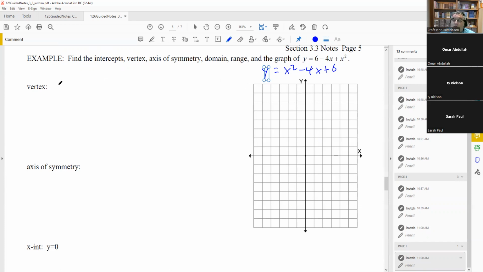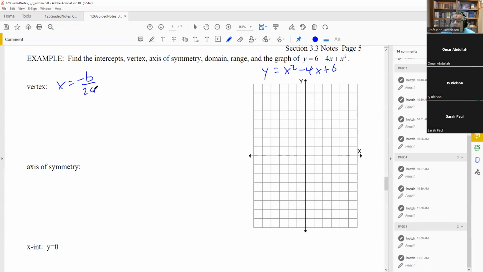We want to use the vertex formula on this once again. So negative b over 2a we're going to use for this. Negative b, so we have negative times negative 4. And be careful with the double negatives you got on that. All over 2 times a, 2 times 1. And we get 4 over 2, which is equal to 2. So that's the x value of your vertex.